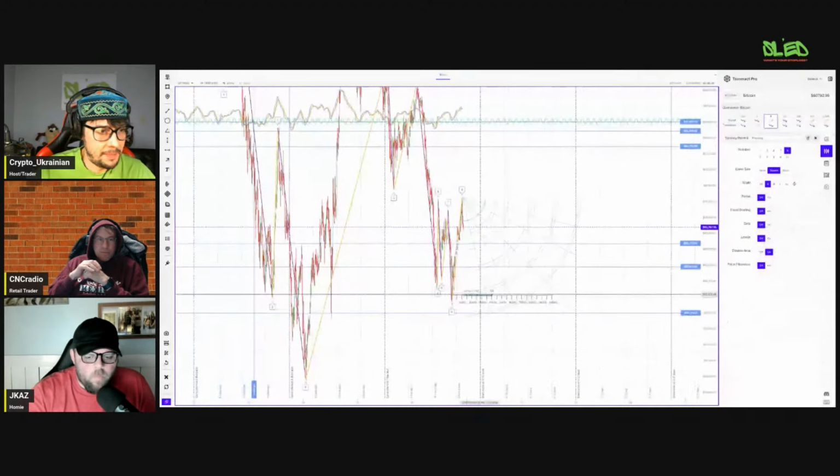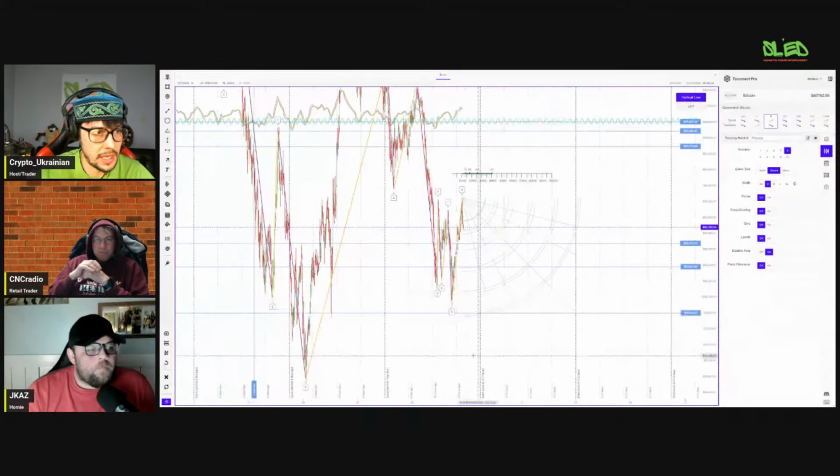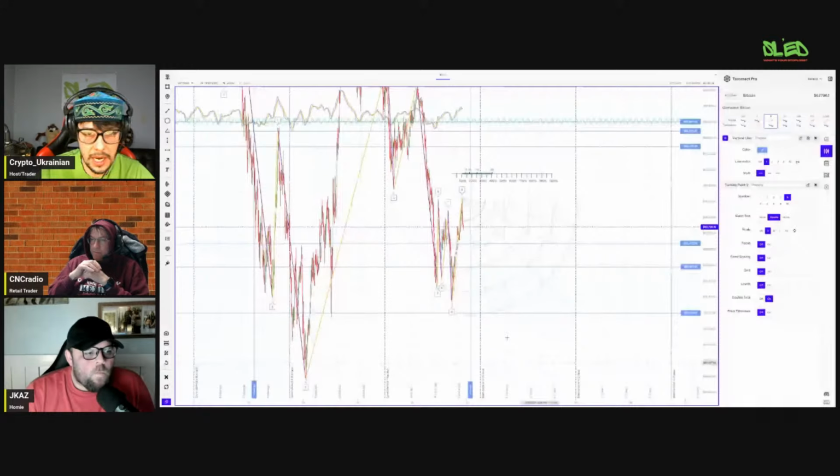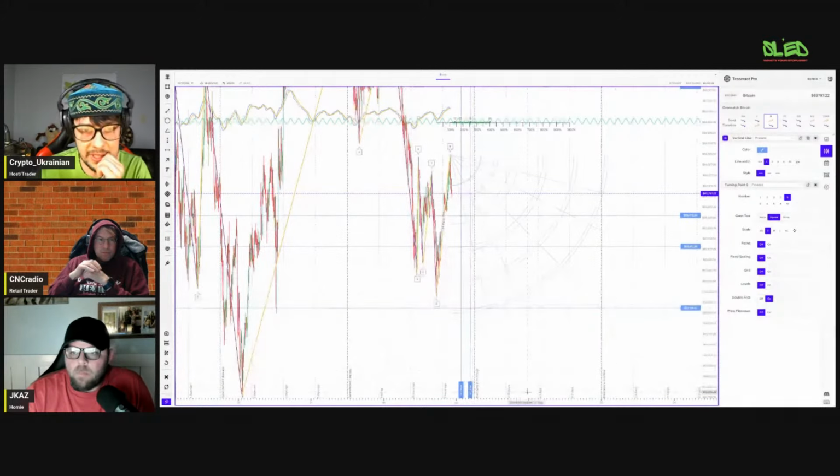So this move will happen anywhere between now and 2 hours, and capping it out at around 5 to 6 hours for this entire move to complete.